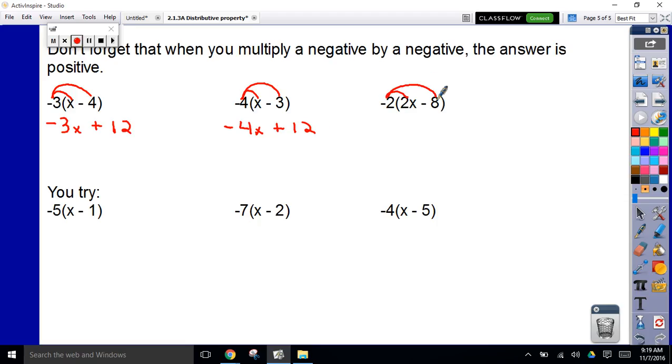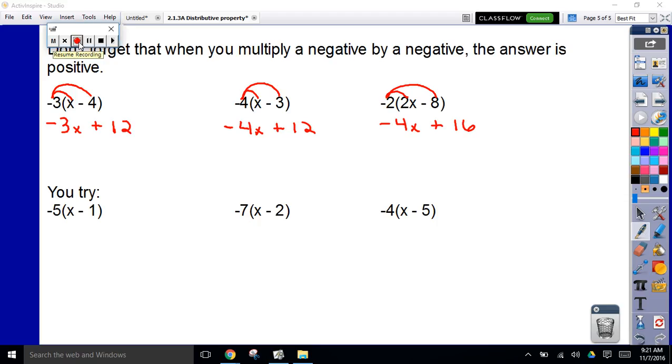And our last example, negative 2 times a positive 2x would be negative 4x. Negative 2 times negative 8 is positive 16. Okay, questions about that? Okay, take 1 minute to do the remaining 3.